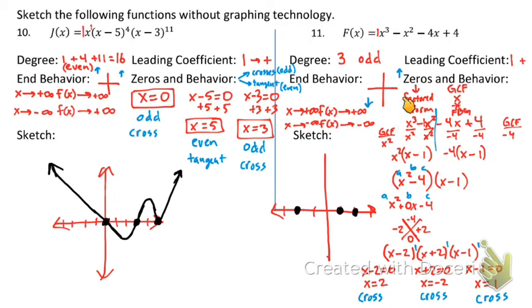Once we have that, we sketch in our end behavior. We have that already. On the right side, we're going to go up. On the left side, we're going down. So something like this.